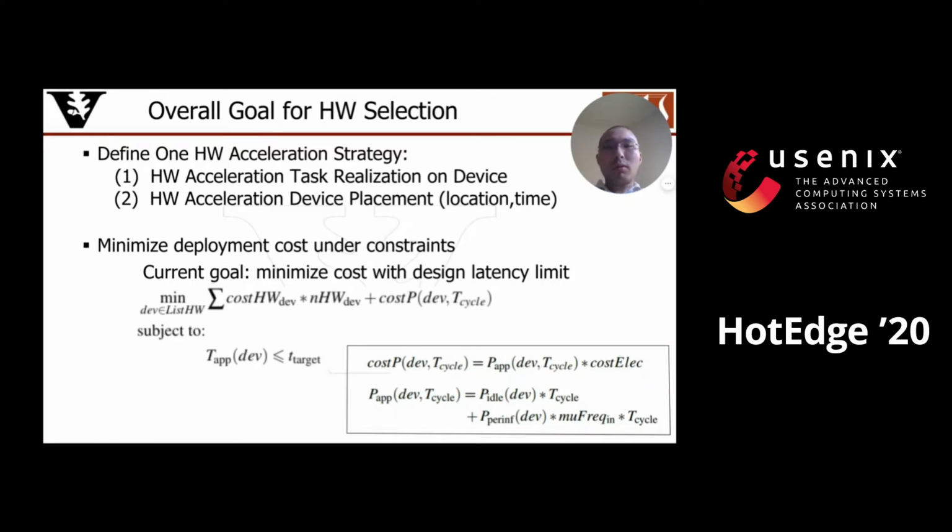So overall, we believe a good hardware acceleration selection can be formulated as an optimization problem to minimize the overall cost under certain design constraints. So here we formulate an optimization problem to minimize the cost, which is the sum of the hardware cost and the long-term electricity cost, under the constraint that the computation acceleration can make the computation latency short enough.